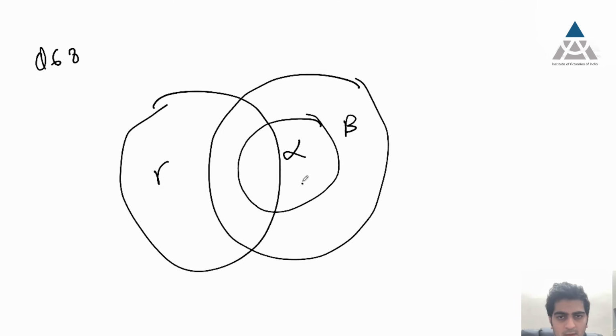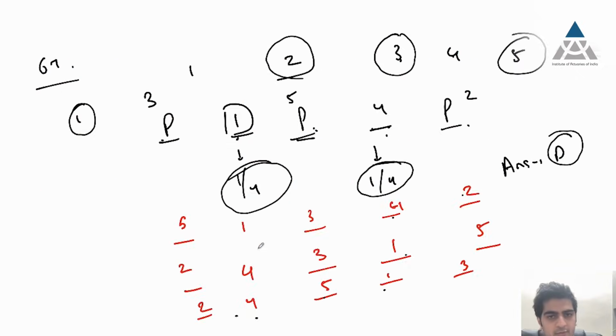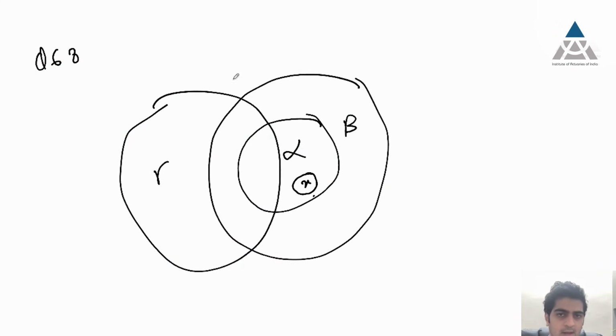But that's not the case because if X exists here, then definitely X is not gamma but he is alpha. So option A is not true. If X is not beta, he is also not alpha. If X is not beta, that is, you don't exist in the circle of beta, you are not alpha. That is true because all alphas are beta. So if X exists outside the beta circle, no matter where he is, he cannot be an alpha. So this B is true.